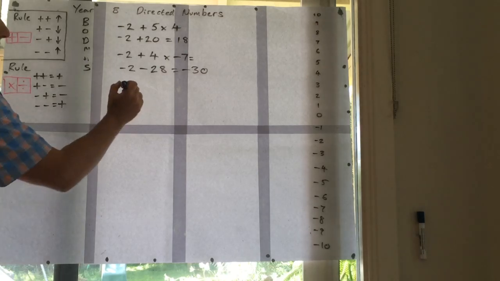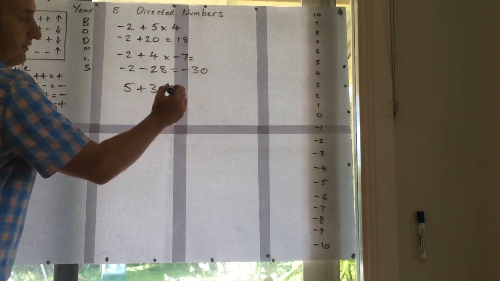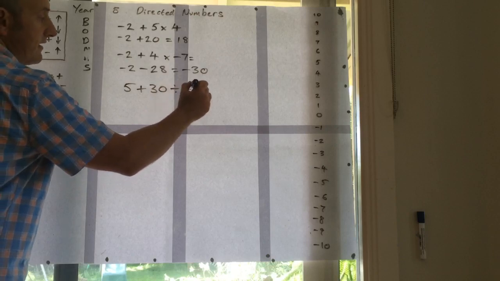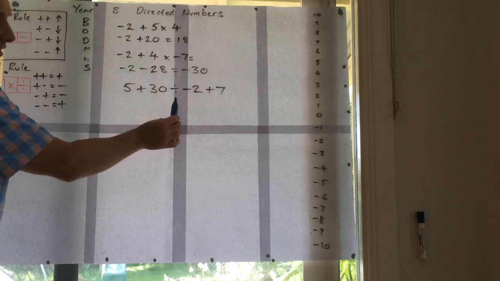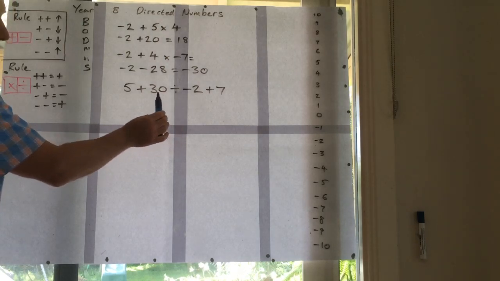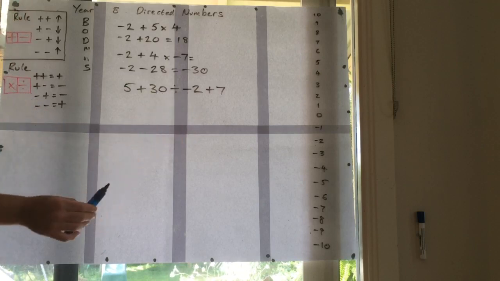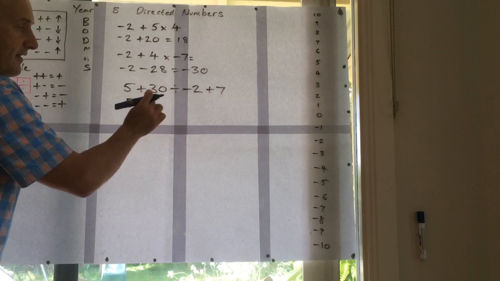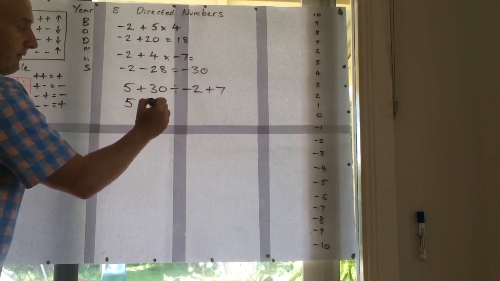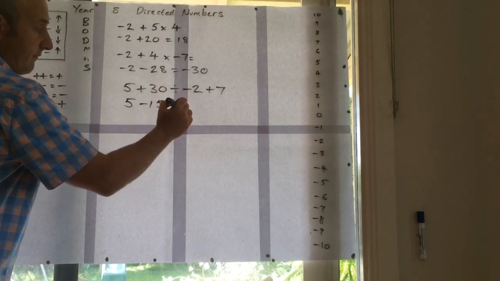Let's see what else we can do. Let's try this. 5 plus 30 divided by -2 plus 7. Let's have a look at this. What are we going to do first? We're going to do the divide first. So what are we dividing here? We're dividing positive 30 divided by -2. What's a positive divided by a negative? Negative. So let's rewrite this out. We've got 5. These two divided together is -15, isn't it? Plus 7.